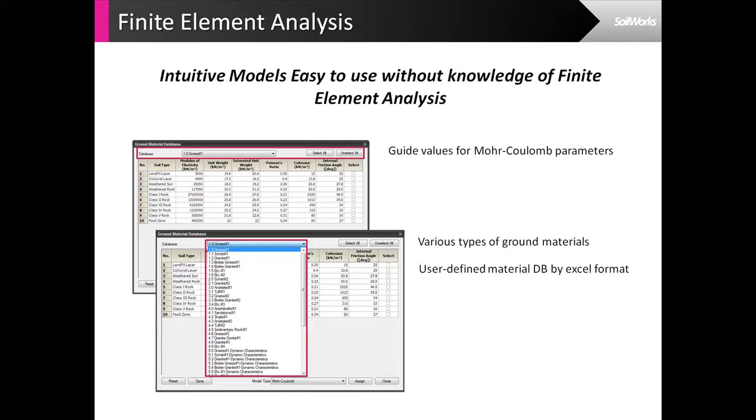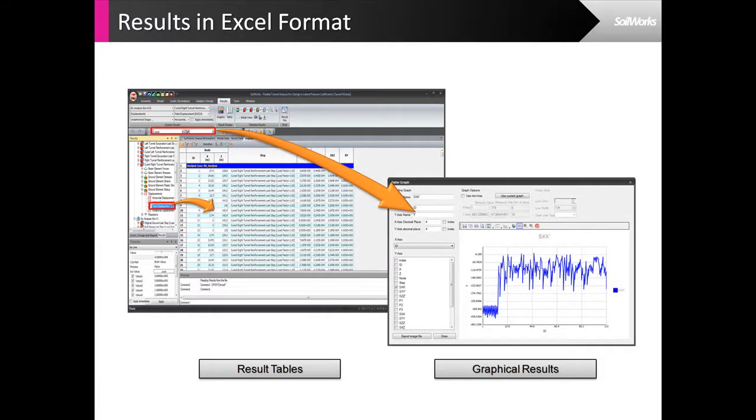We also have different intuitive models for the different ground material properties, and you don't really need to have background knowledge in finite element analysis to use this software. We have various types of ground materials, and you can also define your own materials. If, for example, they're not in the database, you can import your different properties and assign them to the model. Some of the key features of the software is the fact that all the tables are compatible with Excel, and we can also obtain different graphical results.